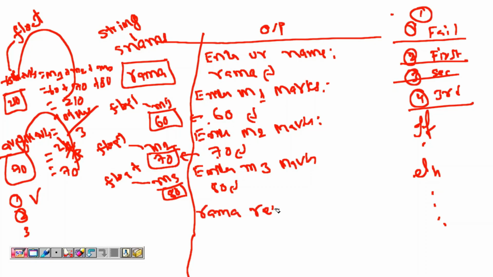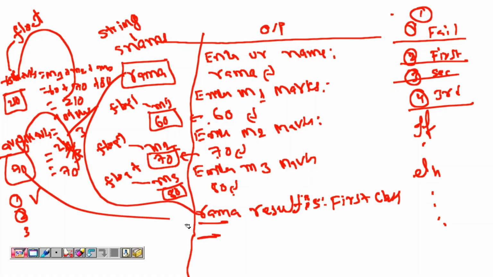Rama result is first class. Rama is the name of the student. Average result, and we have to create one variable for result. That resulted value, first class or second class, instead of storing it directly, you can print like this. Rama is the student name. Result is the user defined string. First class is the result. Okay? See, now after you write the program, you can give marks 10, 20, 30.